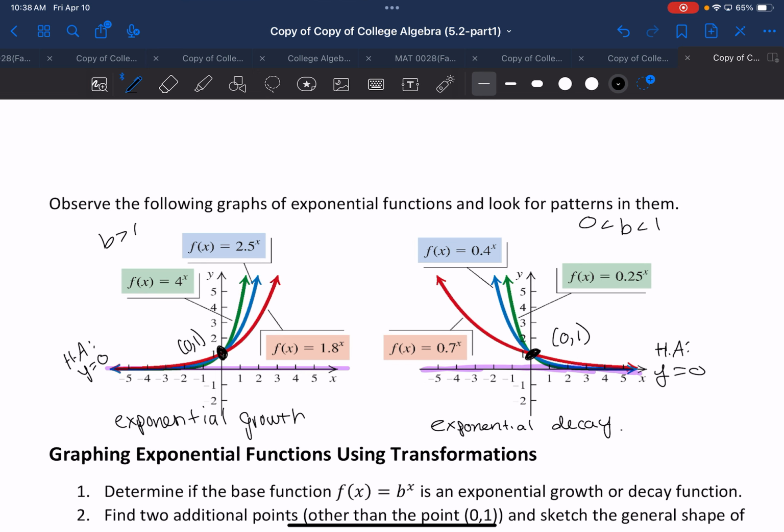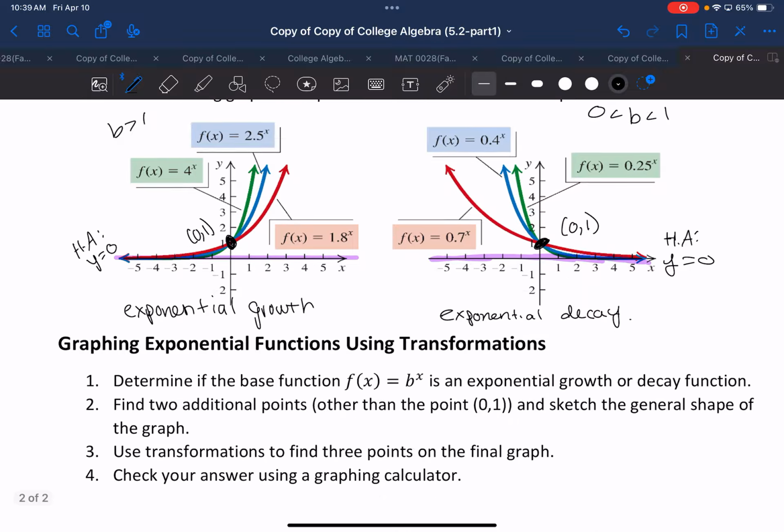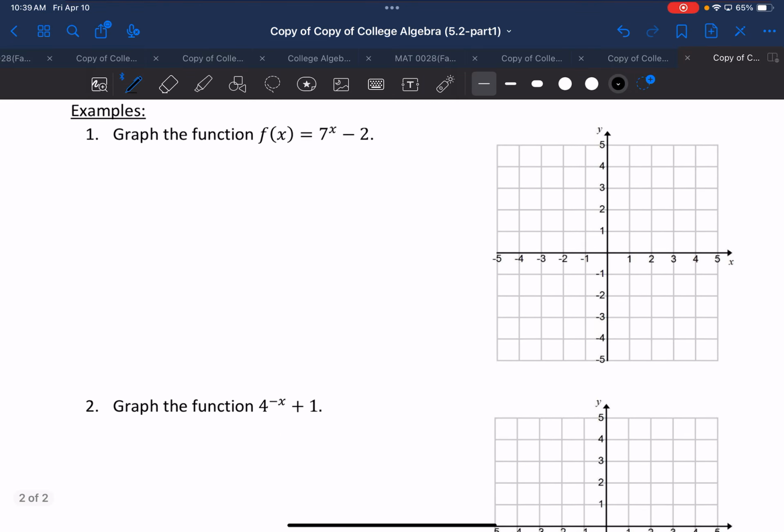All right. So now that we know about the general shape of these two types of exponential functions, we're going to use those two general shapes as our base graph, and we're going to use our rules of transformations to graph other types of exponential functions that have transformations in them. And you can see a couple examples down here we're about to do.